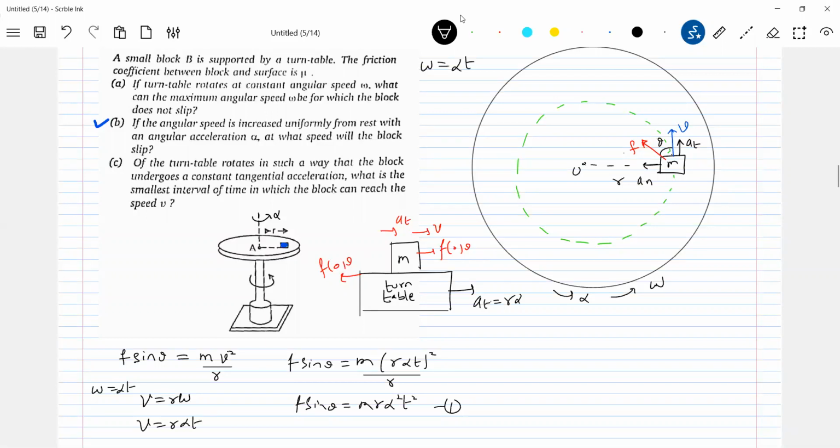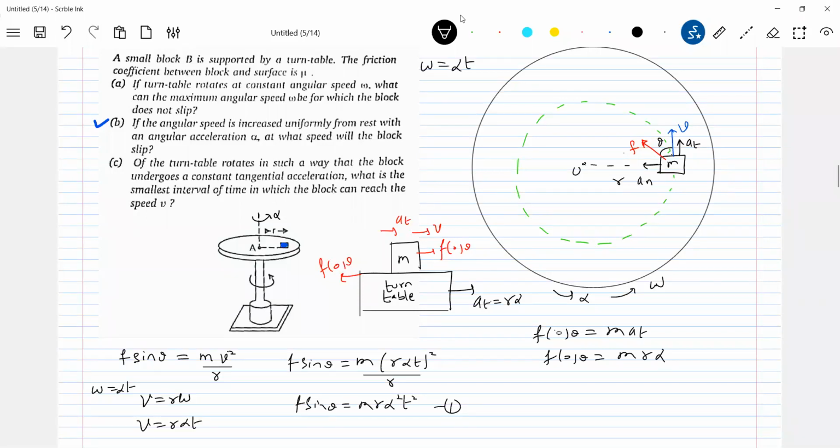Okay, this is about the centripetal force. So what about the tangential acceleration? F equal to m a t, the component of friction will accelerate it. a t equal to R alpha. Okay, what is the equation? That was the question asked here.